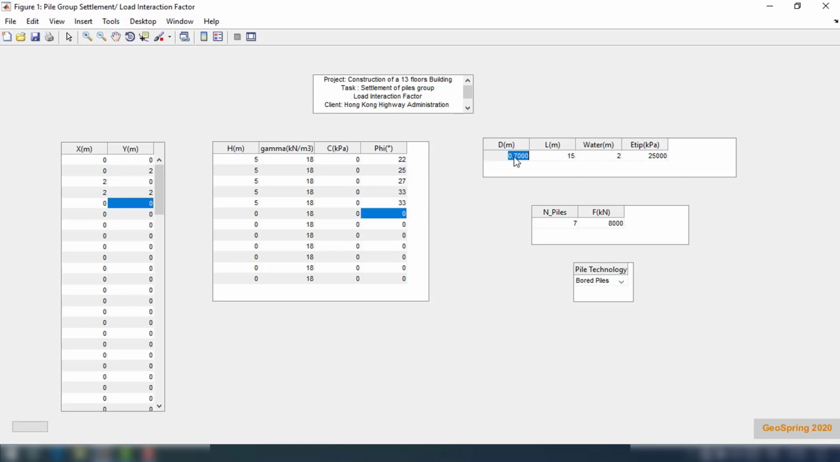Here you put the diameter of your pile, for example 0.6. Here you put the length of your pile, for example 20. The water table and the soil modulus at the tip, 45 MPa, for example. You confirm that the number of your piles is equal to 4, and here you put your applied force, and here you put your pile technology, for example CFA piles. And you push on the button to obtain the load settlement curve of your pile group.